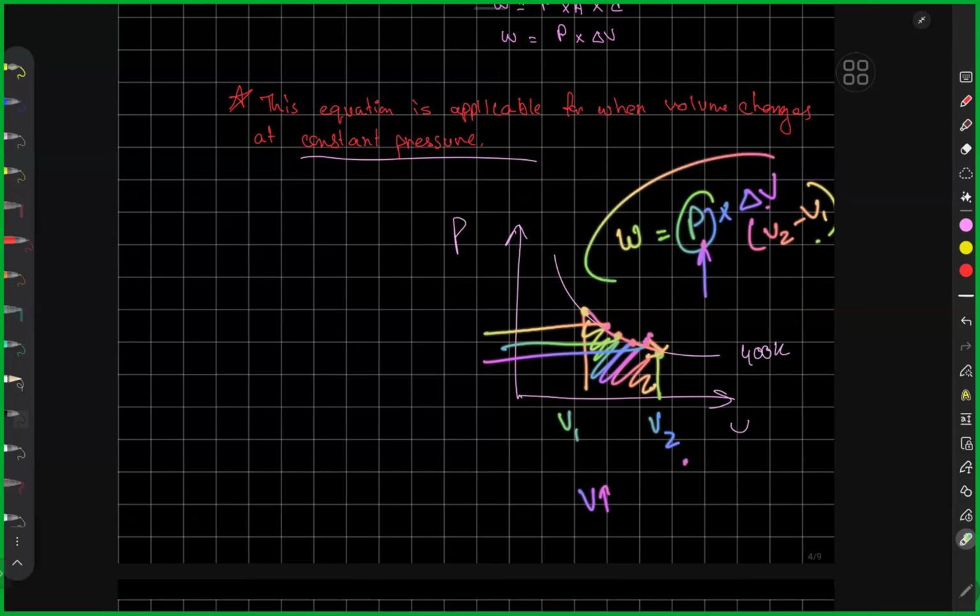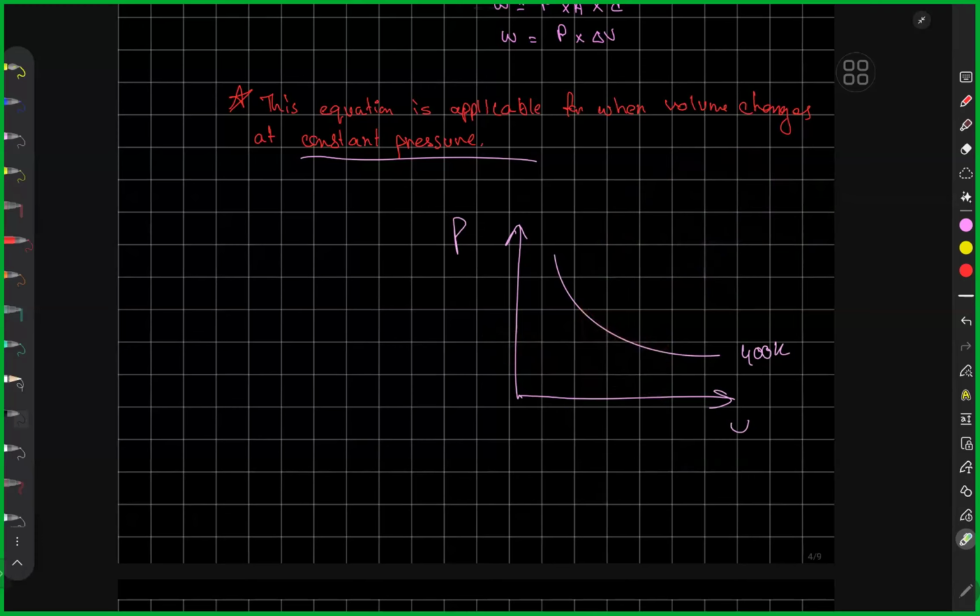So can you use this formula? No. How do you do it? You do something called integration. Okay, but is that in your syllabus? No. Basically, the idea is work done will be integration of pressure from V1 to V2 with respect to element dV. So we integrate from V1 to V2.